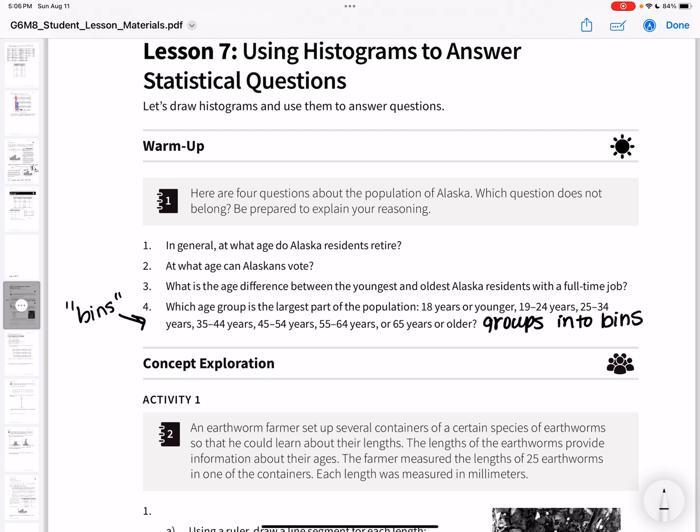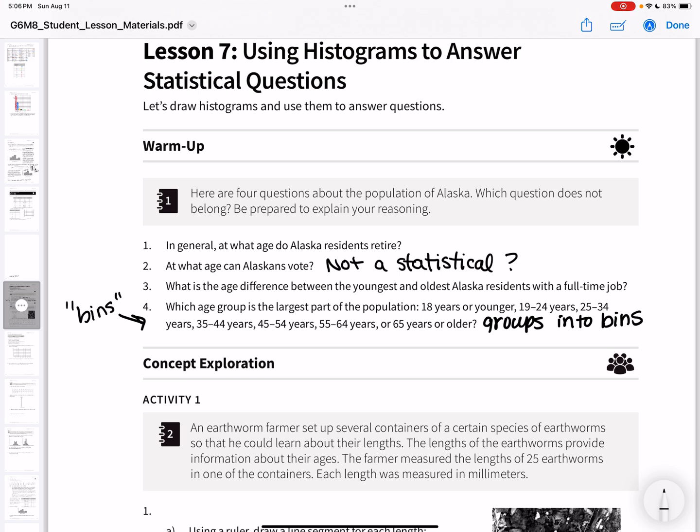Number 2, at what age can Alaskans vote? That's going to be the same answer, which means it is not a statistical question. So those are different from the others. Not a statistical question.